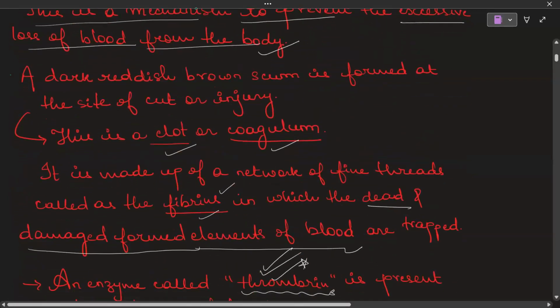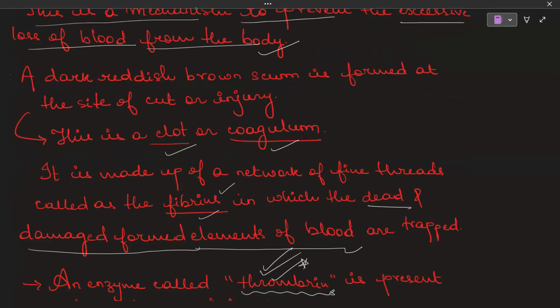Now, a dark reddish brown scum is formed at the site of the cut or the injury. This scum is a clot or a coagulum. Now, this coagulum or clot is made up of a network of fine threads that are known as fibrins. Fibrins are fine thread-like structures that form sort of like a mesh.